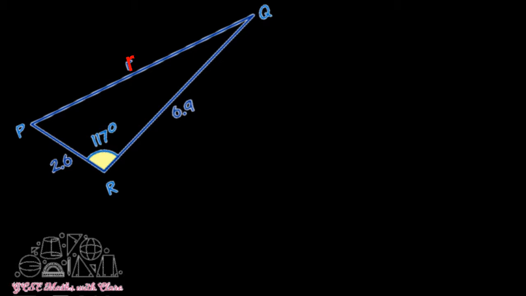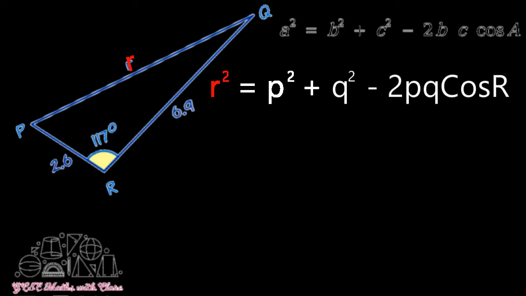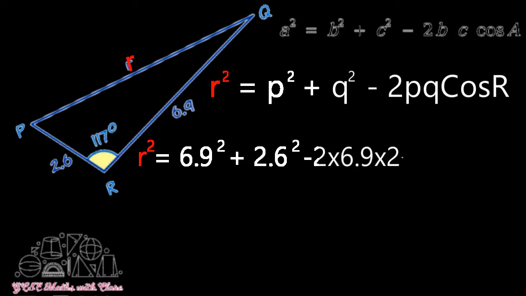So we know our cosine rule, and it's that a squared equals b squared plus c squared minus 2bc cos a. If I rewrite this using the letters of the triangle, I can get that r squared equals p squared plus q squared minus 2pq cos r. Now I'm going to substitute in the numbers I know. So I can get that r squared equals 6.9 squared plus 2.6 squared minus 2 times 6.9 times 2.6 times cos 117.